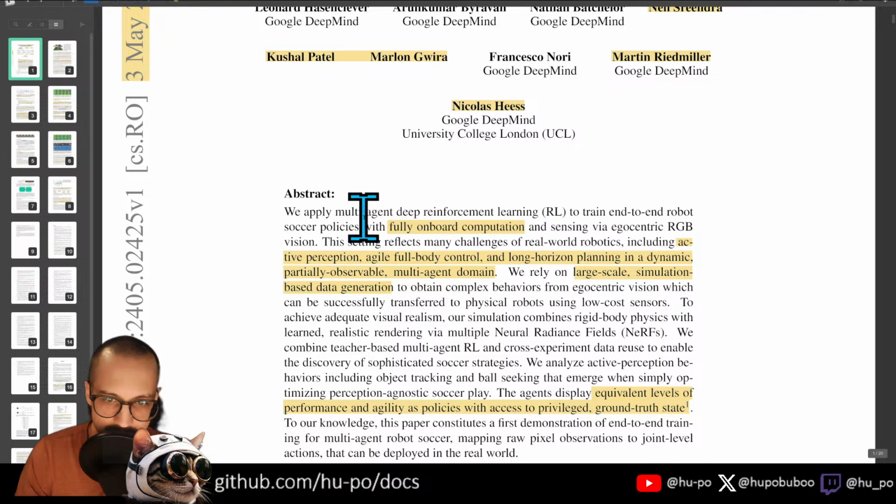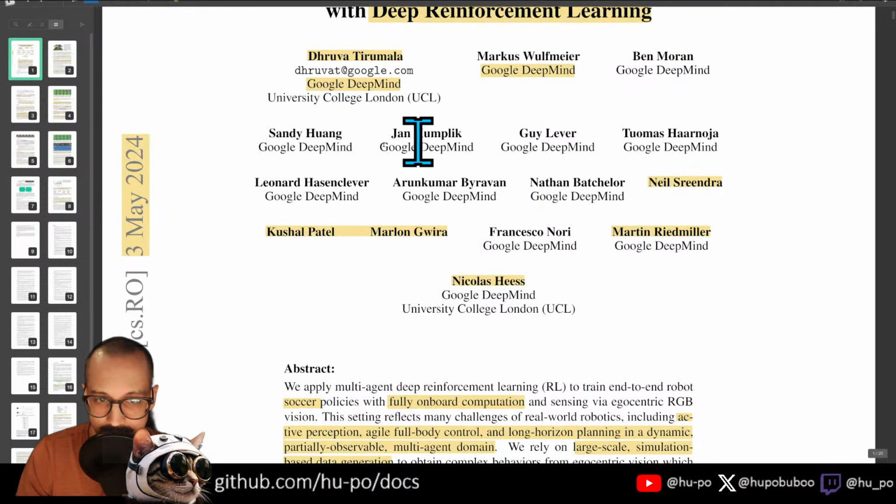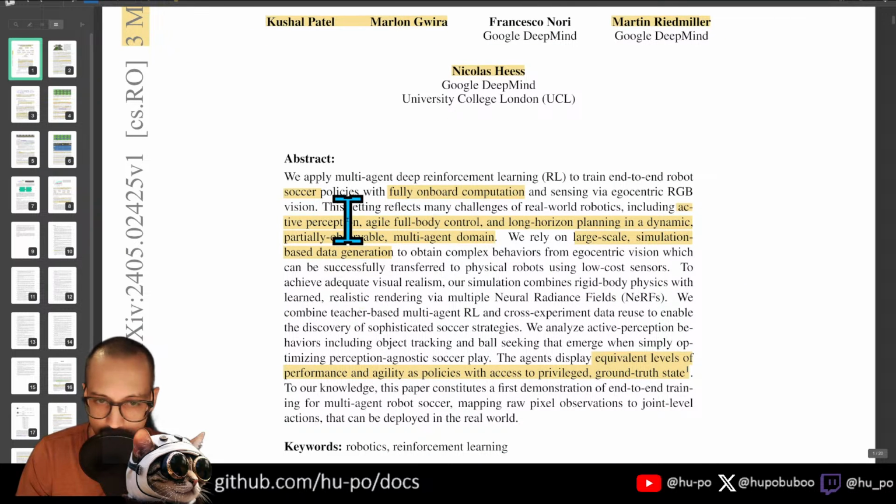We apply multi-agent deep reinforcement learning to train end-to-end robot soccer policies with fully onboard computation and sensing via egocentric RGB vision. So even though this group is in London, they should call it football, right, because British people are European and you call it football, but they're the ones that are calling it soccer. So even though I'm going to be calling it soccer this whole time, I'm American, so I say soccer, they're also calling it soccer. So don't get angry at me for that.